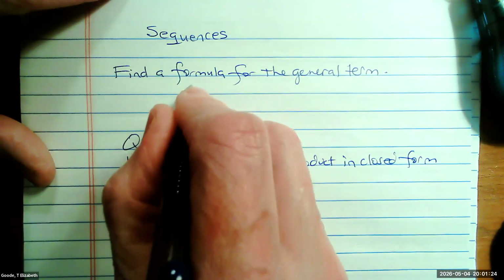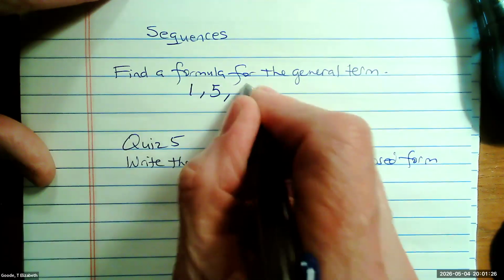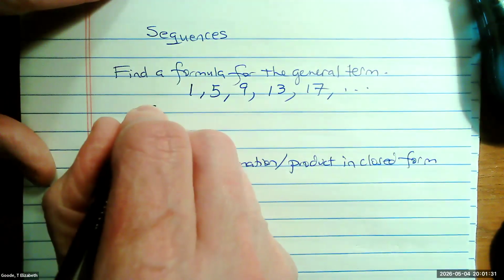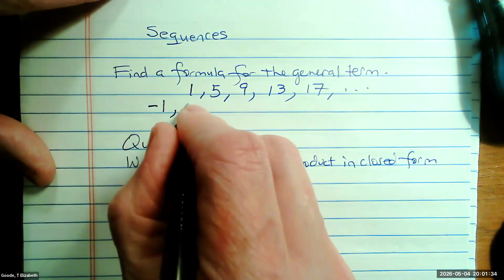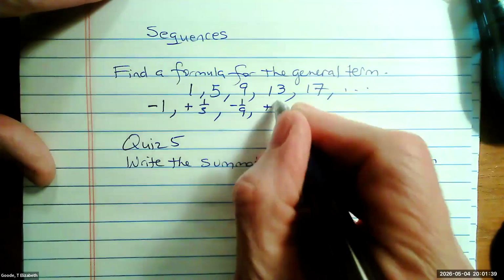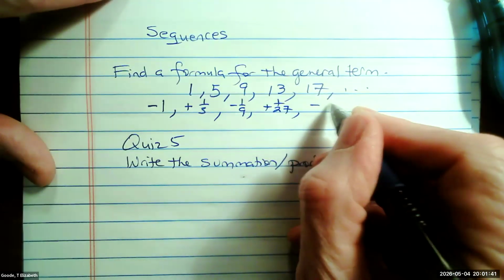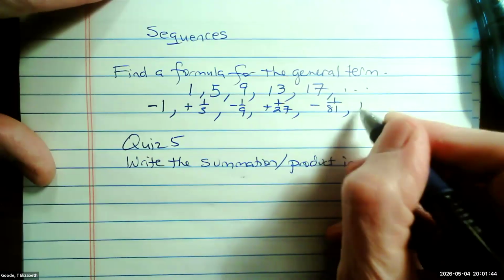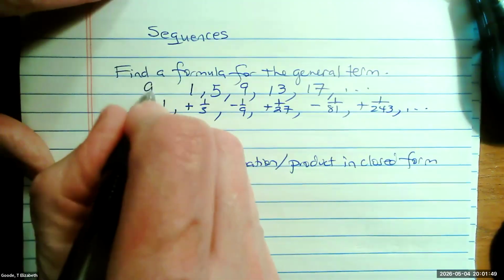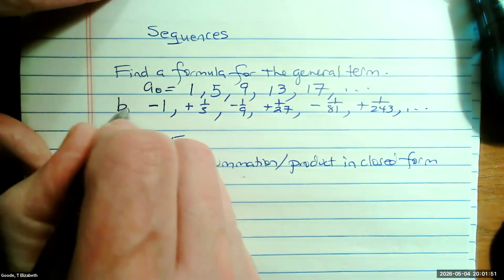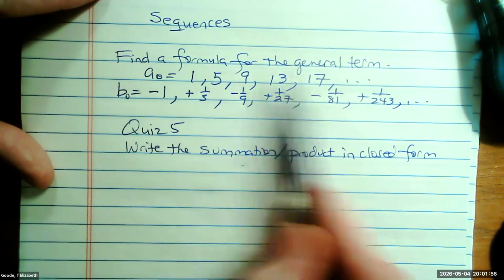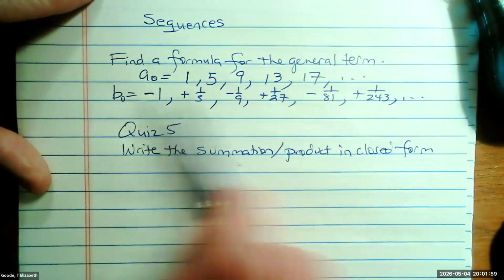See, here it was just like 1, 5, 9, 13, 17, dot, dot, dot. Or -1, positive 1/3, -1/9, positive 1/27, -1/81, positive 1/243, dot, dot, dot. Okay. So that's A not equal, B not equal. Okay. But in quiz 5, I was assuming you knew this skill of finding the formula.